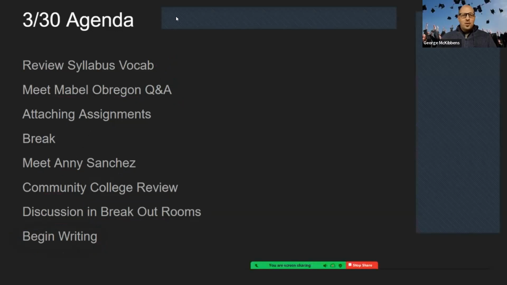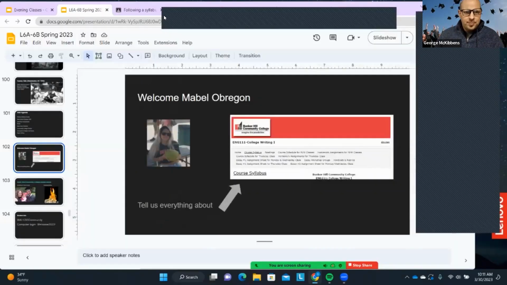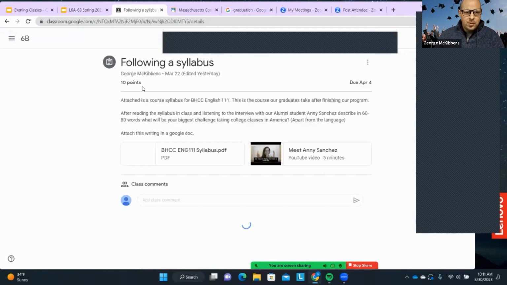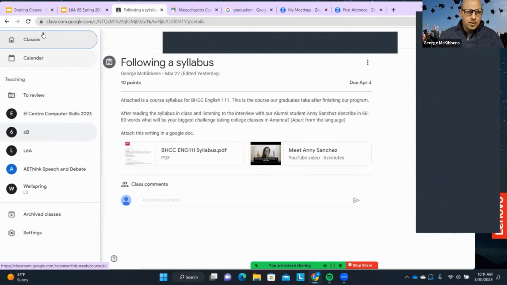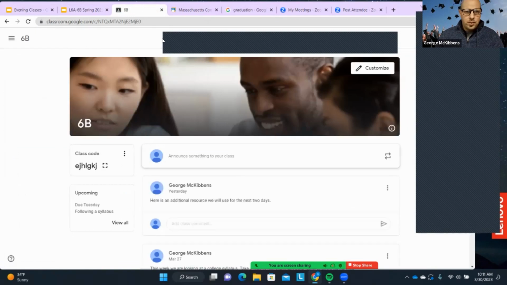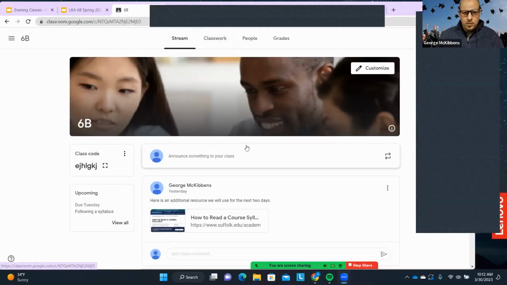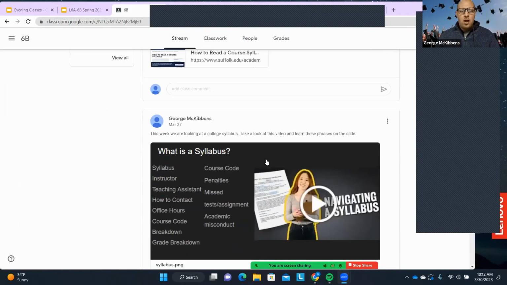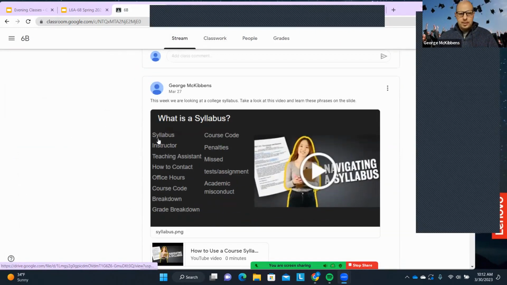Anyway, so reviewing syllabus vocabulary. This is the asynchronous assignment, and I'll be real fast. Asynchronous assignment means an assignment you do on your own. This is what I gave everybody Tuesday, because I was at the training in Worcester. All these words like syllabus, course code, grade breakdown, office hours, that's what everybody should be familiar with now. If you studied those vocabulary words on Tuesday, what Mabel's going to tell you today will make a lot more sense. So I'll stop talking.